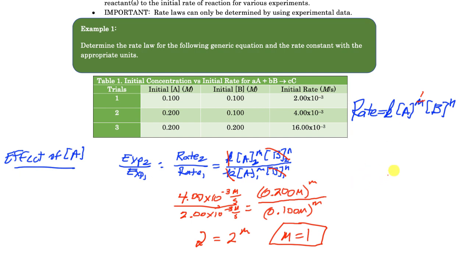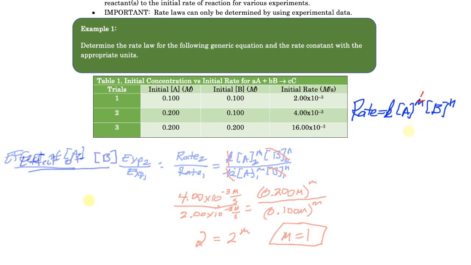That's how we would say that. We would say that this reaction, based on the data, is first order with respect to A, and that's how you do it. Okay, I'm going to do B as well, and I'll walk you through that one, and we'll take a look at that.